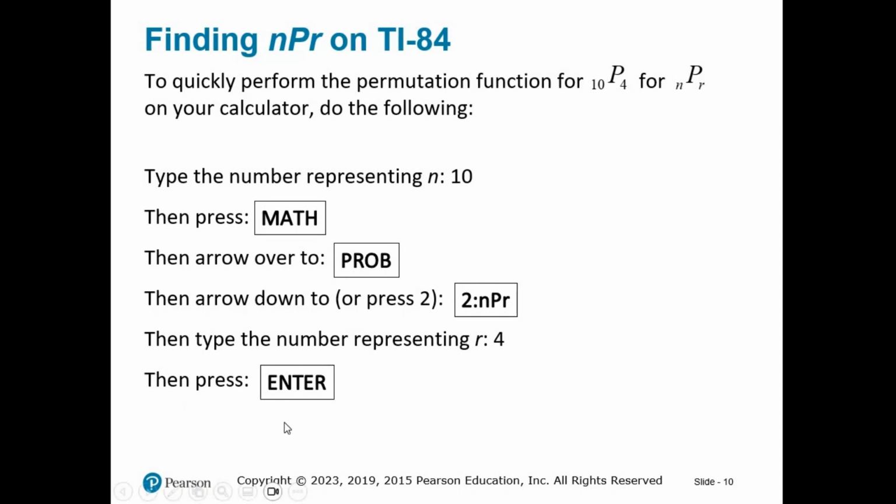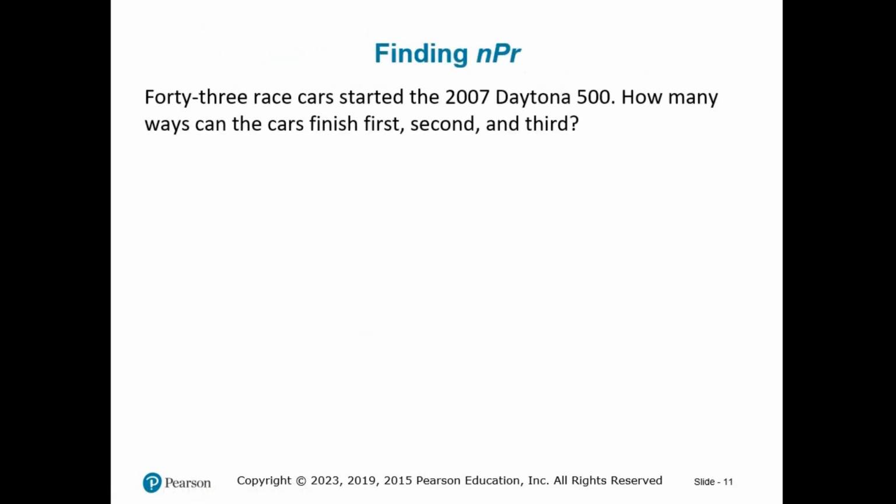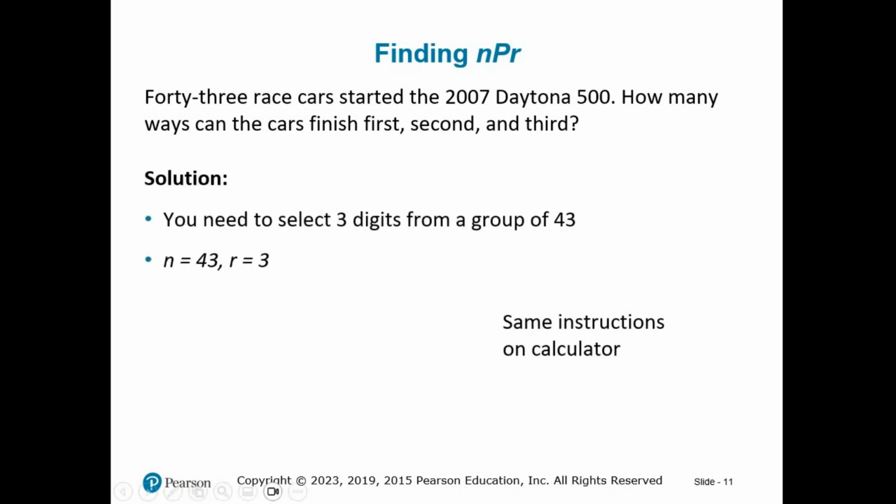Okay, here's another example. 43 race cars started the 2007 Daytona 500. How many ways can the cars finish first, second, and third? Pause the video and do this one on your own. Got it? Okay. So you need to select 3 cars from a group of 43. So n is 43 and r is 3. Same instructions on the calculator.